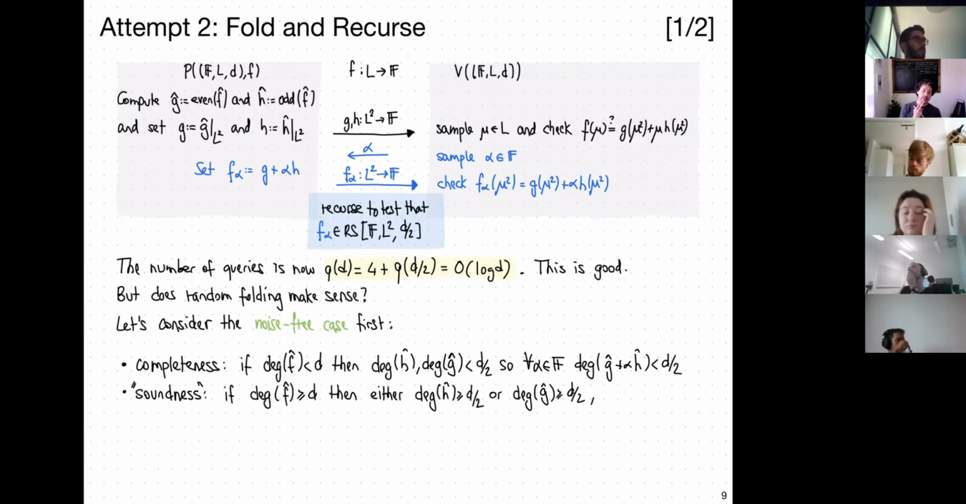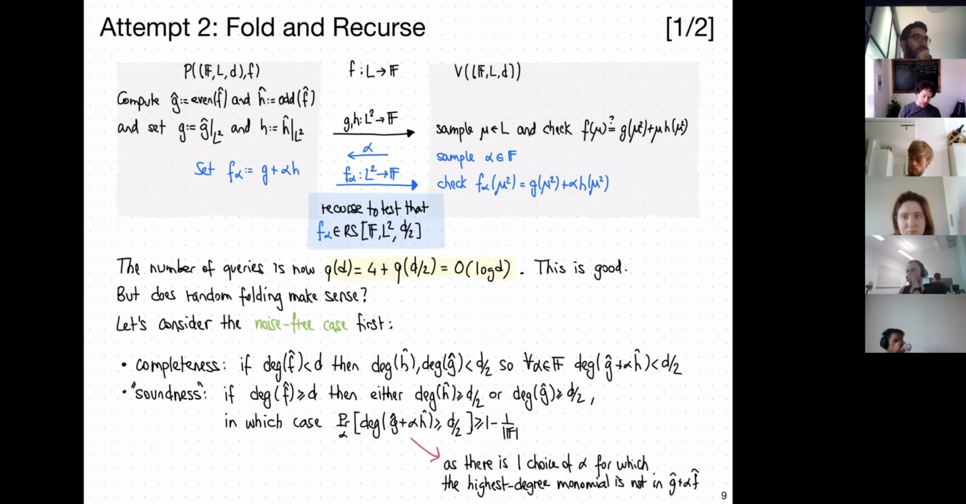And in terms of soundness, suppose that the degree was greater than d. Suppose we get a fully valid polynomial of degree greater than d. Then we know that either the odd part or the even part would be of degree at least d/2. And in this case, we'll get the following.